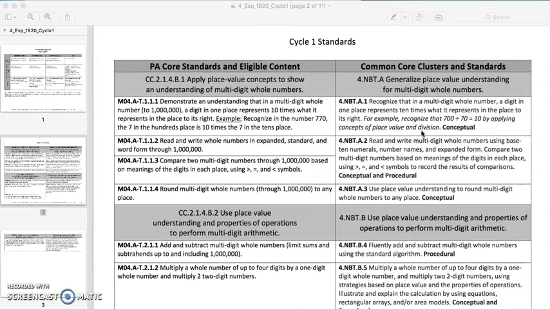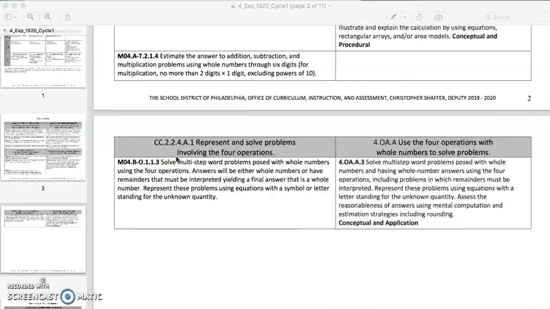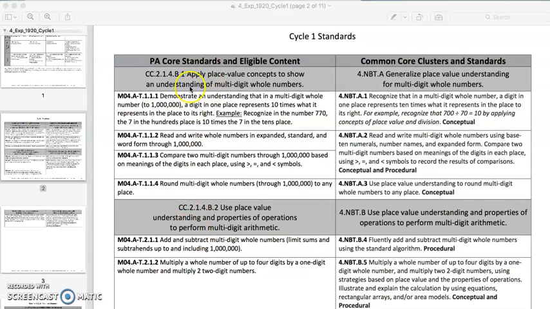Next page. These are the cycle 1 standards. These are the standards that you are teaching during cycle 1. They're the standards that will be on your benchmark. I see that there are 2 pages, pages 2 and 3. We have a Pennsylvania column on the left. We have a Common Core column on the right. Some schools use PA, some schools use Common Core. Some schools like to use both.